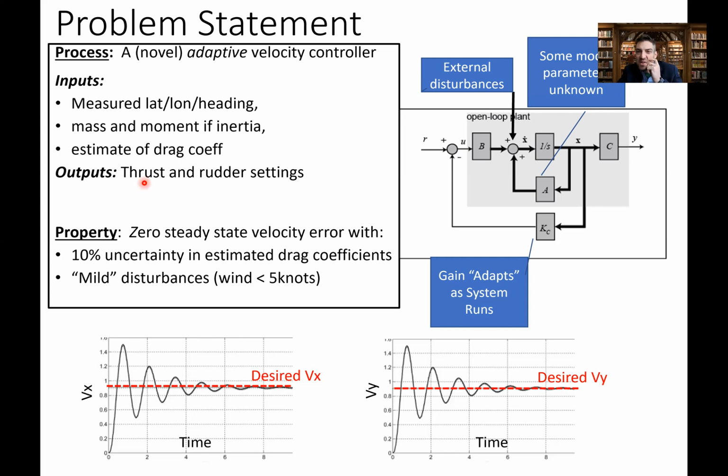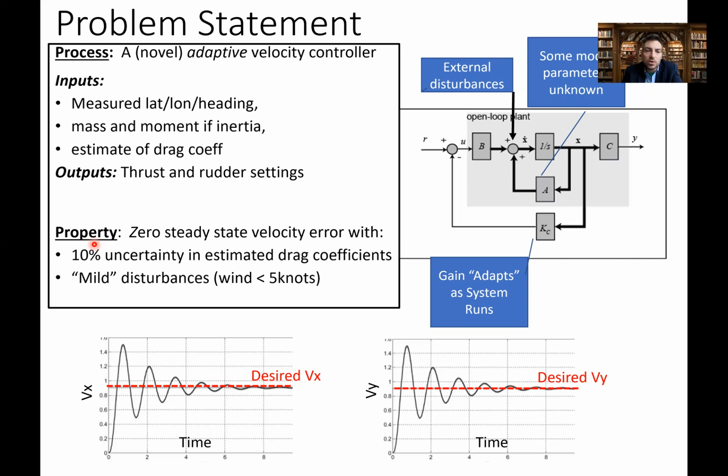So an example of what that might look like is in this control systems diagram here, where we can see that there's a gain that's constantly adapting. Some of the parameters like the mass are known, and perhaps we have some external disturbances coming into play there too. The property that I'm going to show in my demonstration is that that control law has a zero steady state velocity error, even when there's 10% uncertainty in the drag coefficients, and even if there's mild disturbances like a 5-knot wind.